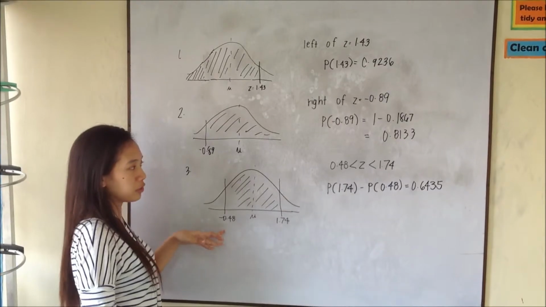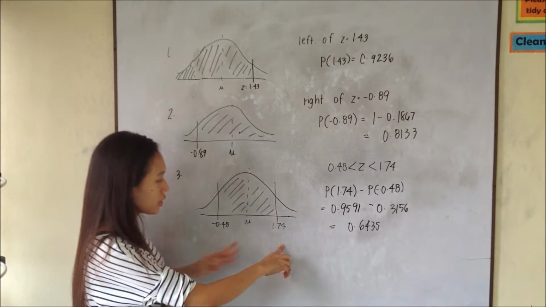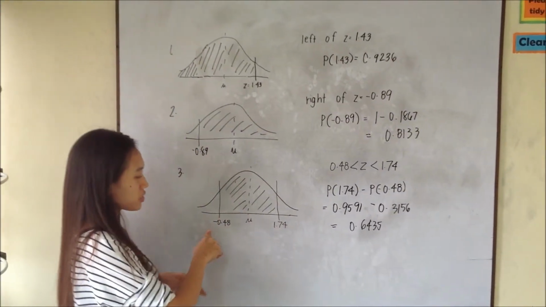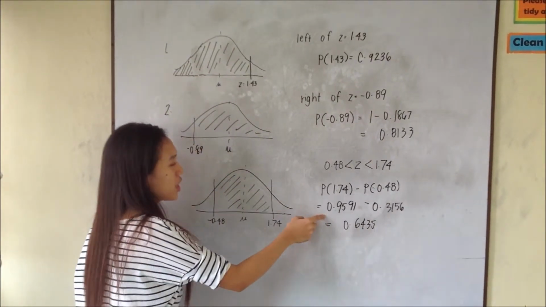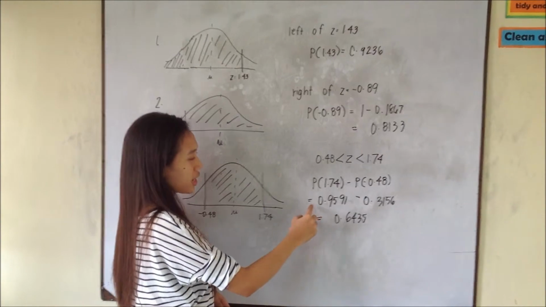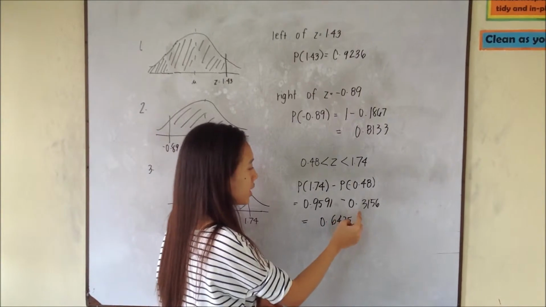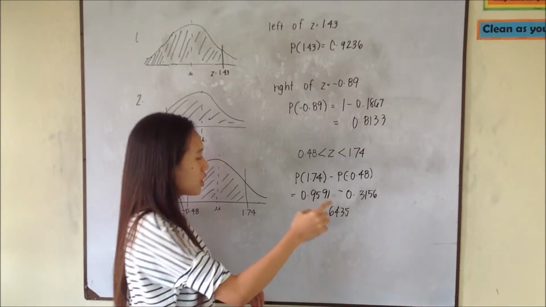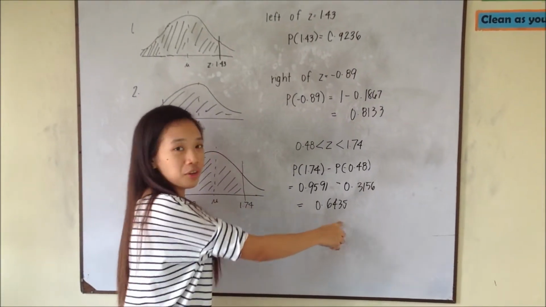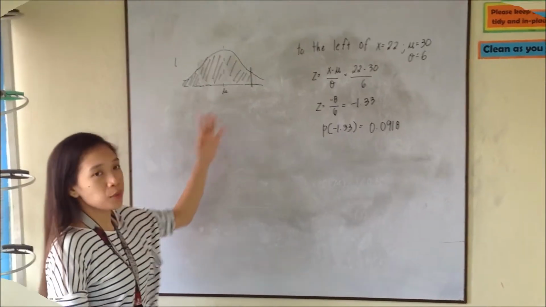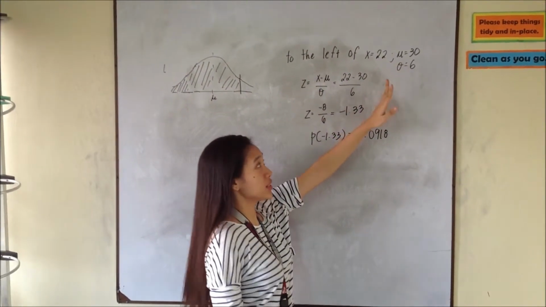So, for the last example, ang required area in between 1.74 and negative 0.48. In order to get the area in between two values of z, given 1.74 and negative 0.48, isusubtract lang natin siya. So, according to the table, ang probability ng 1.74 ay 0.9591, at ang probability ng negative 0.48 ay 0.3156. Isusubtract lang natin siya. Ang difference ay 0.6435.